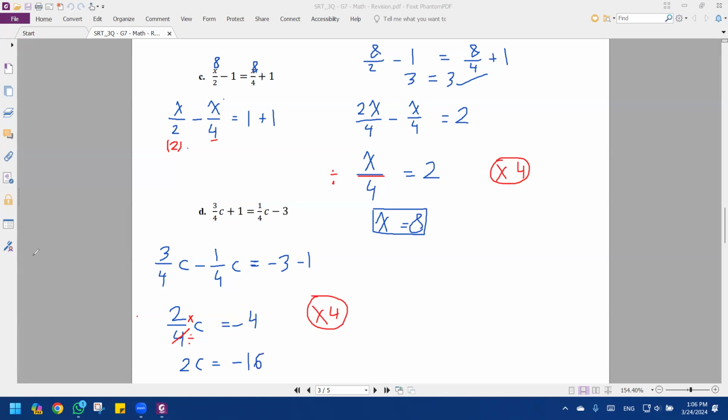Now, next step, we check. What do I have next to c? I have times 2. How do I remove it? I do divided by 2. When I divide by 2, I will have 2c divided by 2 is c, minus 16 divided by 2 is minus 8. So this is how you can solve it step by step. We get rid of the division and then the multiplication.